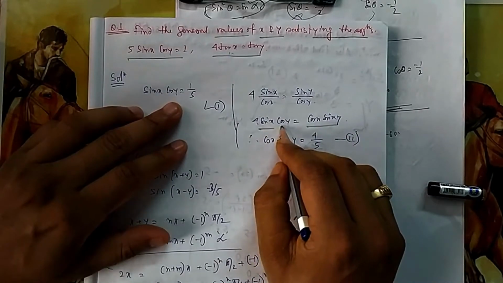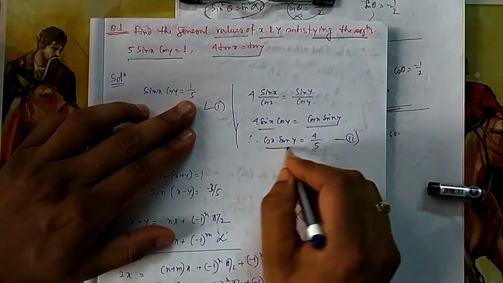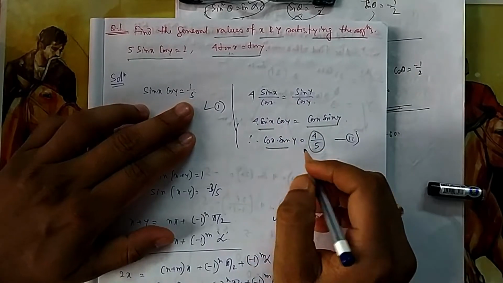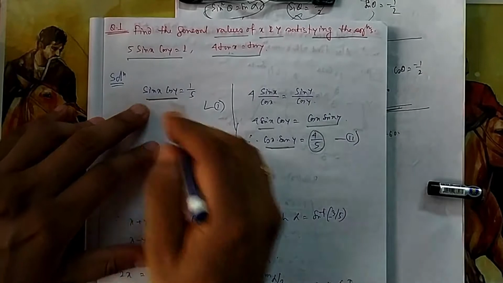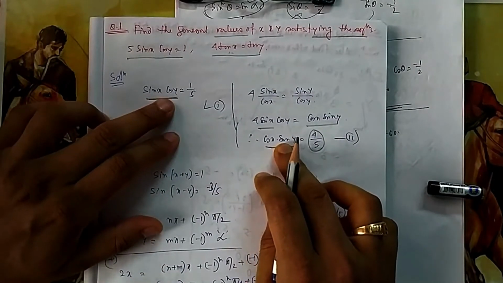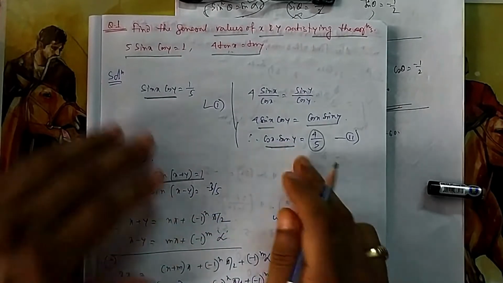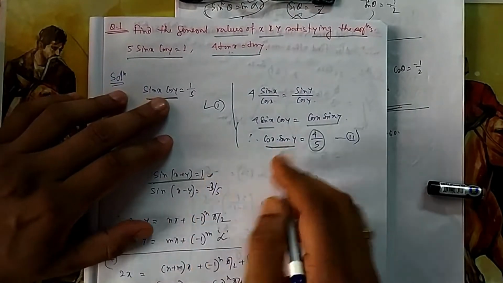Sin x cos y is equal to cos x sin y. So this one you already know, 1 by 5. So cos x sin y you know now, 4 by 5. Now you see this one and this one. One formula will come directly in your mind: sin a cos b, cos a sin b. So if I add these two, then it will be sin(a plus b). So from here I calculated this one, sin(a plus b).